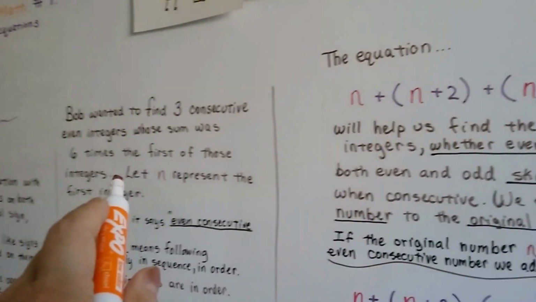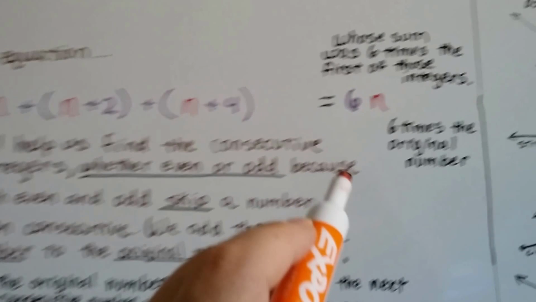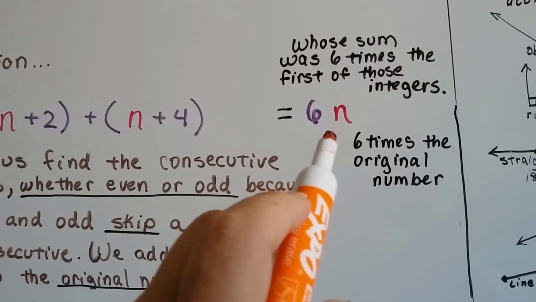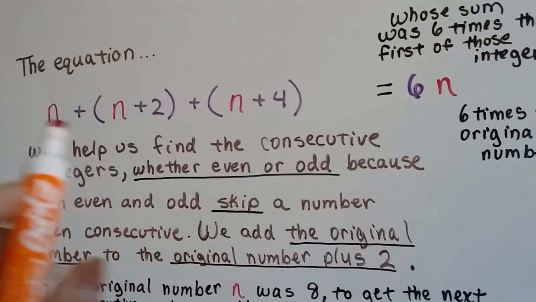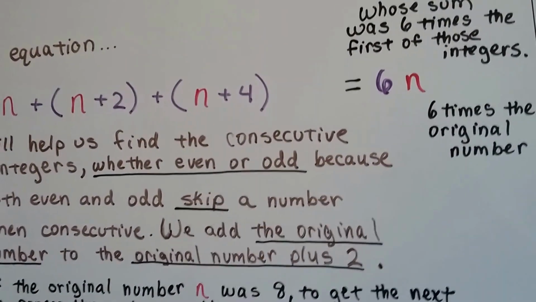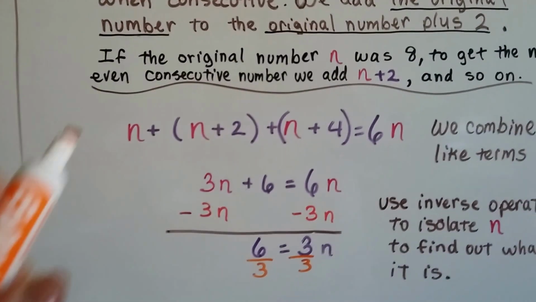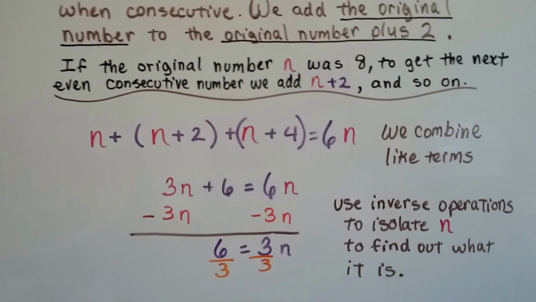Now, it also said the sum was 6 times the first of these integers. So that means if it says the sum was 6 times the first of those integers, it's 6 times the original number. So it's going to be 6 times that n, see? So we end up with this equation. n plus 2 plus n plus 4 is going to equal 6n.